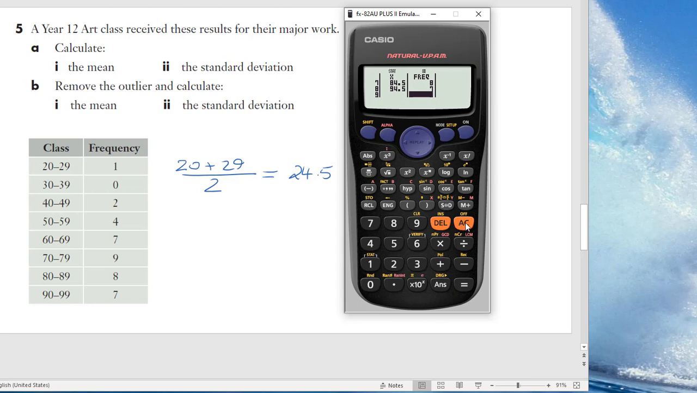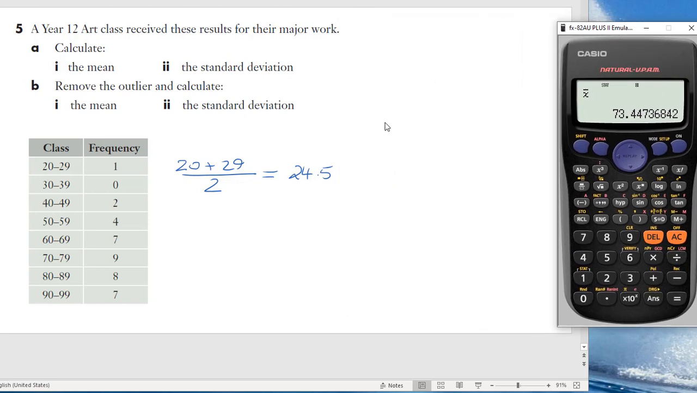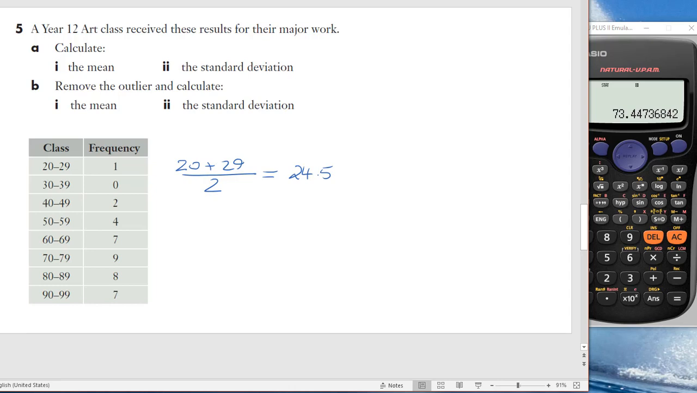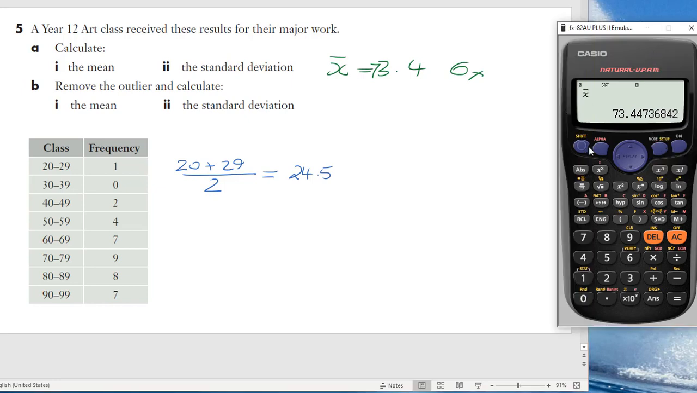Okay, so we've got the data in there. Shift 1, 4, 2. So for part A, we've got an average of 73.4. So I'll just write that up here. X̄ is 73.4, and our standard deviation, Shift 1, 4, 3, is 16.3.